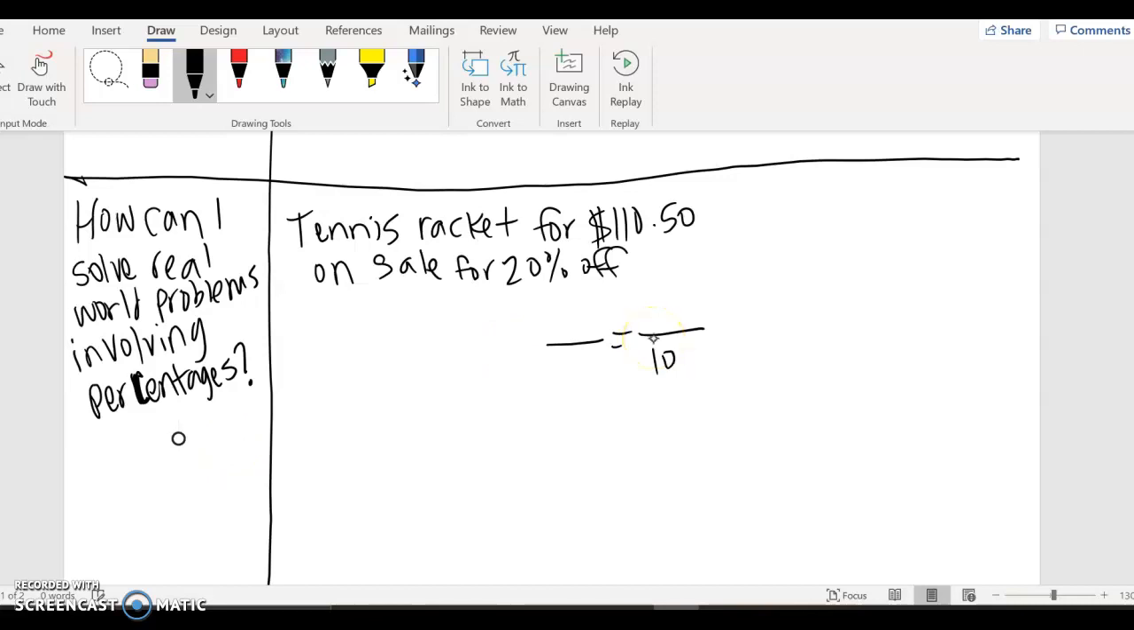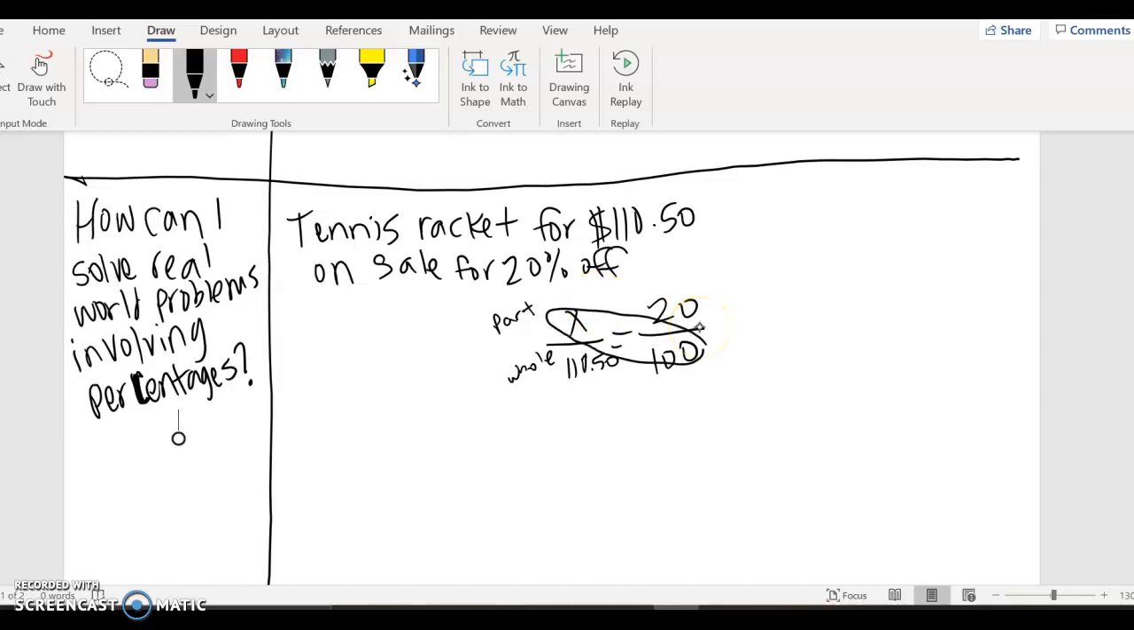Okay, 100 still goes in the bottom just like it has been for the last 2 days. We were given the percent, it's 20, so that's going to go on top of 100. Okay, and then we've got to decide, this is still part over whole, so we need to figure out where that 110.50 is going to go. It is the total cost of our tennis racket, so it's going to go in the bottom of our proportion. Okay, and then X will go on top. From here, it's business as usual.